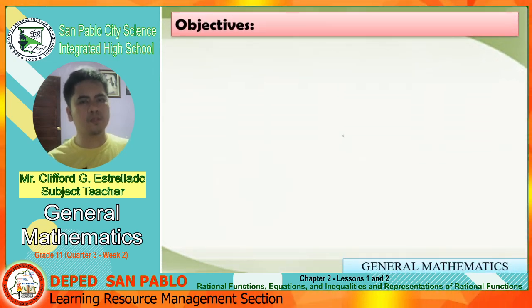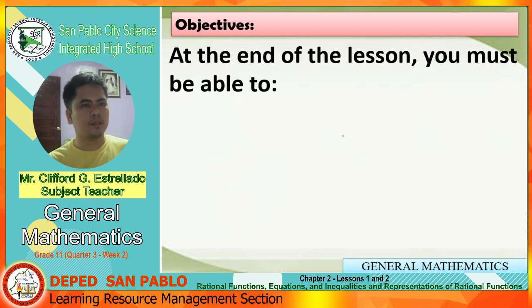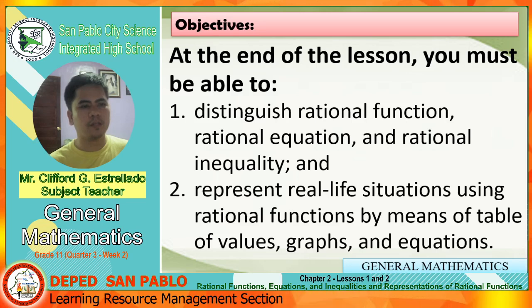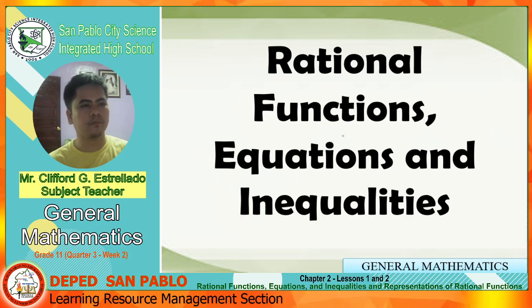So objectives for our lesson. At the end of this lesson, you must be able to distinguish rational function, rational equation, and rational inequality, and represent real-life situations using rational functions by means of table of values, graphs, and equations. So let us start. Rational functions, equations, and inequalities.